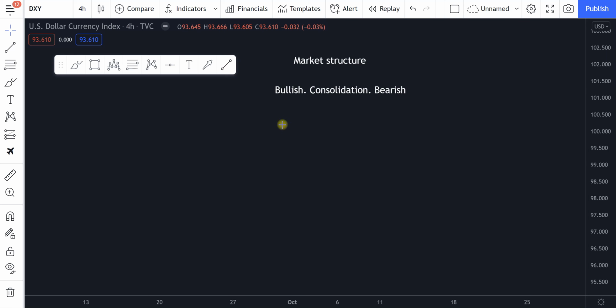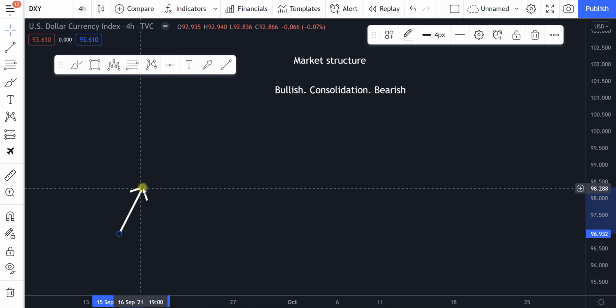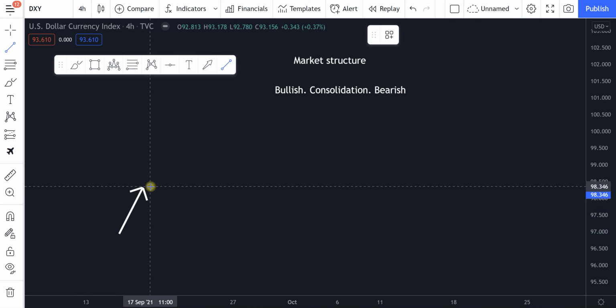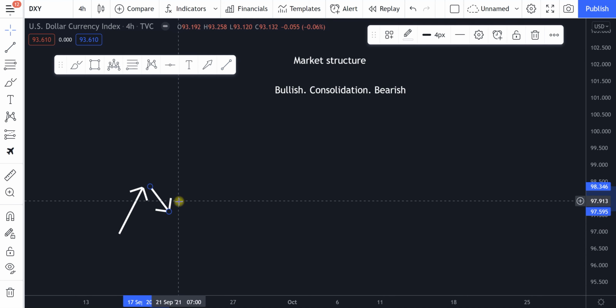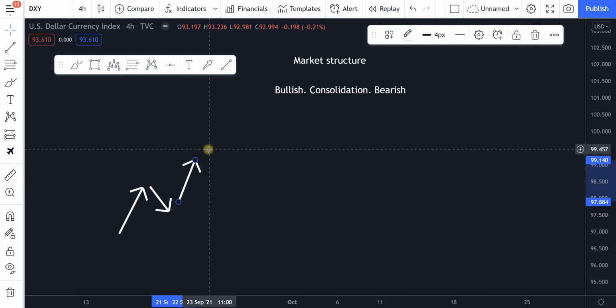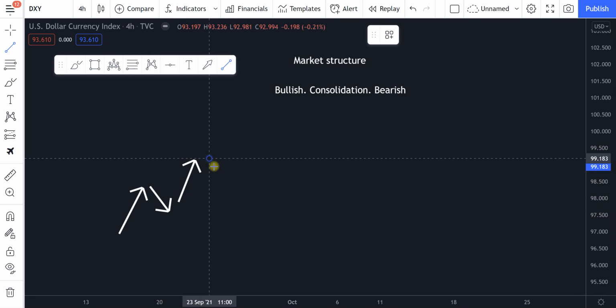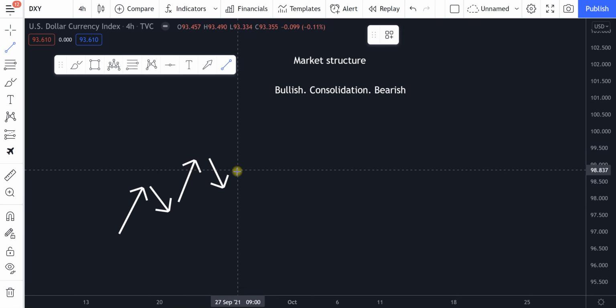So you've got three different areas that the market can be in, right? It could be a bullish market, which is going up. It can be consolidating, which is going sideways, or bearish, which is going down. So the market likes to make pushes up. Then it'll do a retrace. Then it'll push up again. Retrace. Push up.